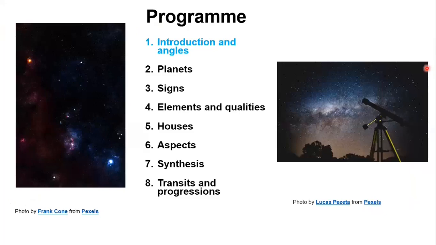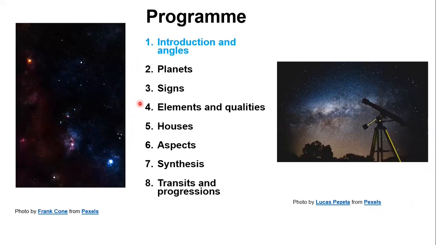The course is broken down into 8 sessions, looking at a simple introduction to astrology and something called the angles. Then we begin to look at the 4 main building blocks of astrology: the planets, the signs of the zodiac, the houses, and the aspects. They're the 4 main building blocks.